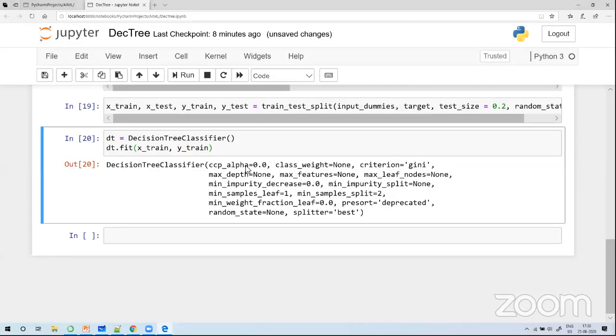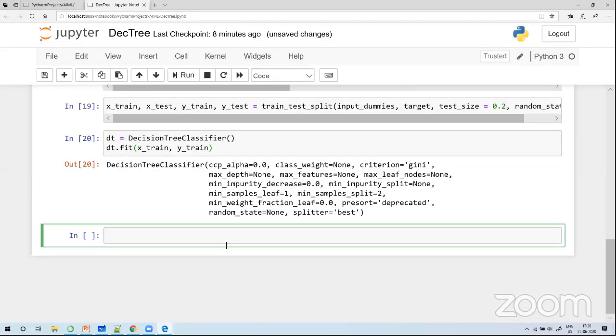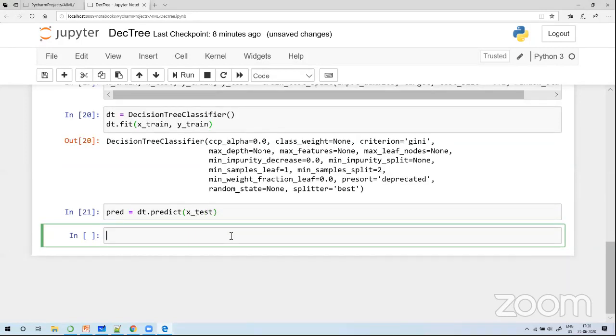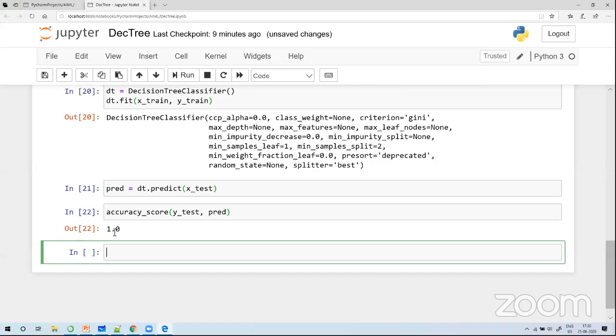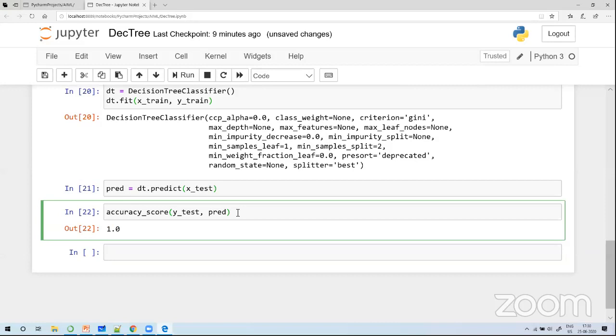So we trained the model. Model is ready. Now let's see how the model predicts. My predictions is equal to, we call this as dt dot predict, and we are going to predict on X underscore test. Our predictions are also ready. Accuracy underscore score. Original is Y underscore test, prediction is this. Wow, accuracy score is 1. Surprised. It gave perfect predictions.